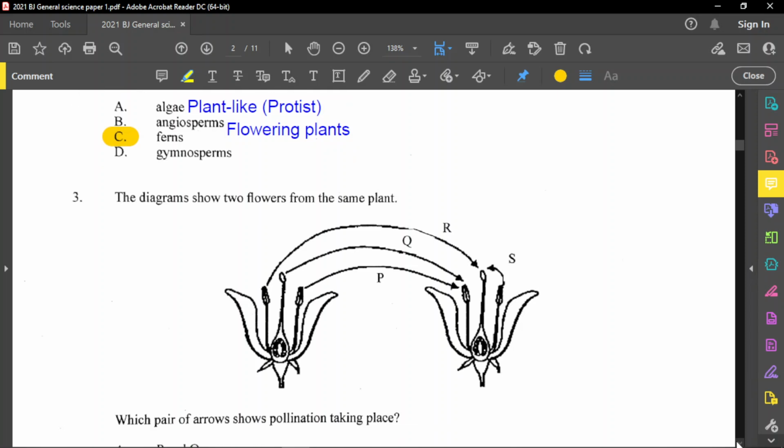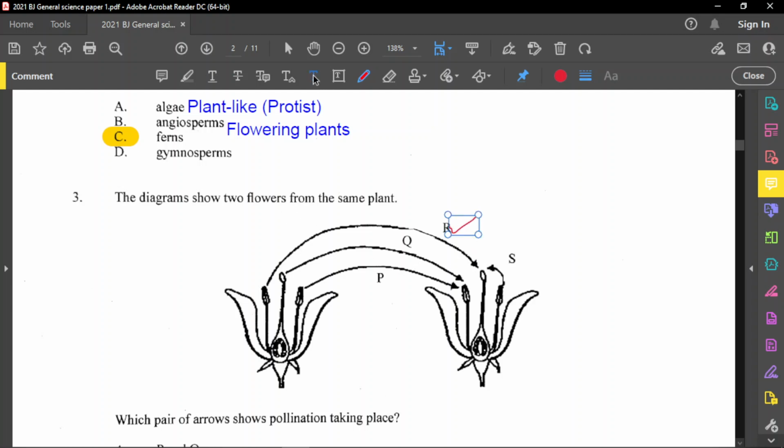The next question reads: the diagrams show 2 flowers from the same plant. The question asks which pair of arrows show pollination taking place. Let's go through and see which of them will be correct for pollination. If you look at R, it is moving from the anther to the stigma. And just to make a note, what is pollination? Pollination is the transfer of pollen grains from the anther to the stigma. The anther is part of the male part of a flower, and the stigma is part of the female part of a flower. So R will be correct because it is moving from the anther to the stigma.